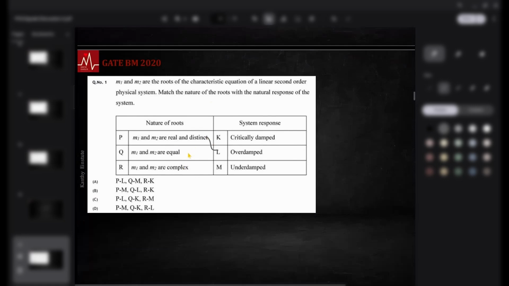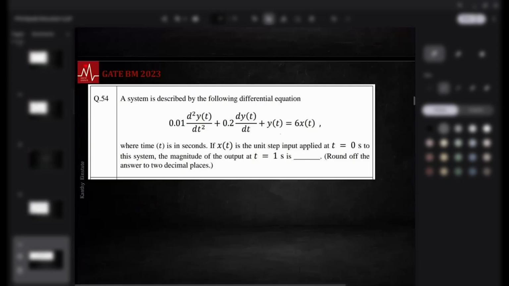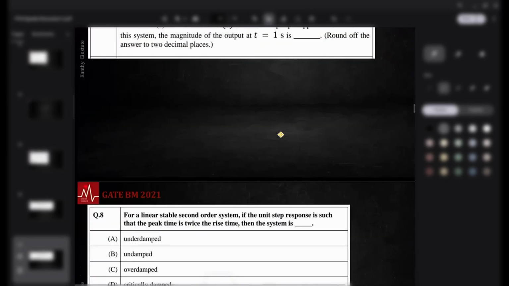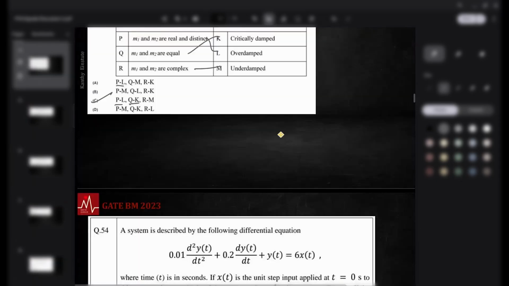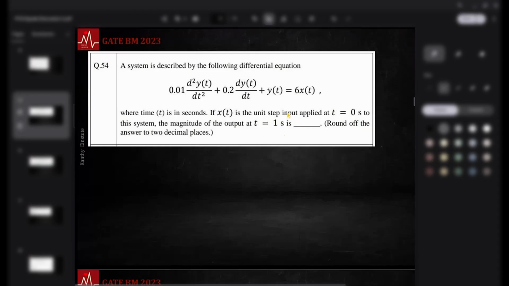Over critical, and so PL and QK. See, the picture of the roots again is fairly easy. This is the last question that we'll do for that day. Strategy: the approach is to use Laplace transform.